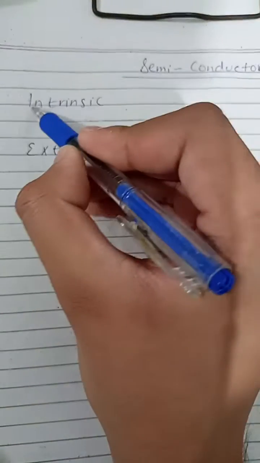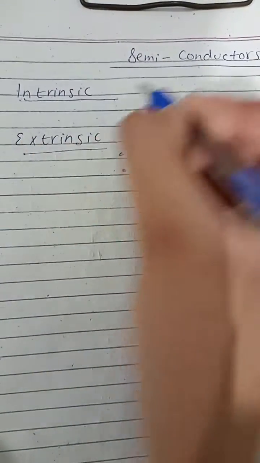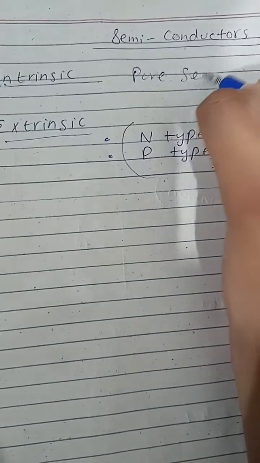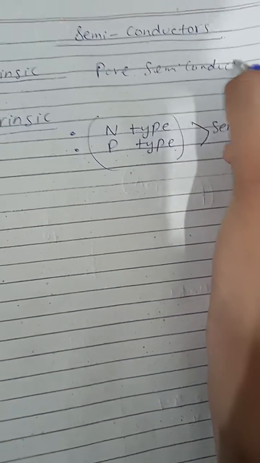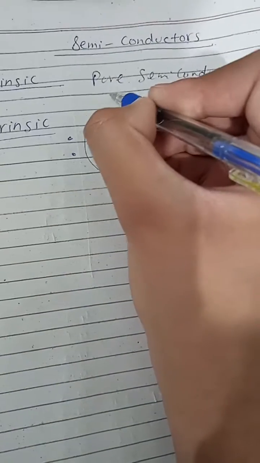So we will study the semiconductors here. The first type of them is intrinsic, and the second type is extrinsic. Then they have two more types actually. So intrinsic is a pure semiconductor with no type of impurities. Actually, they have zero impurities, or less than one impurity.